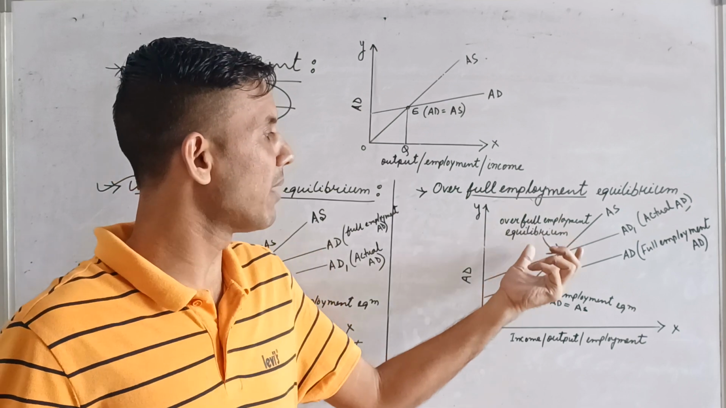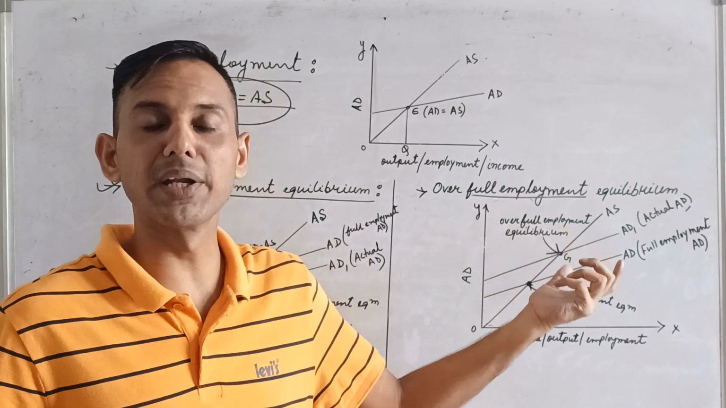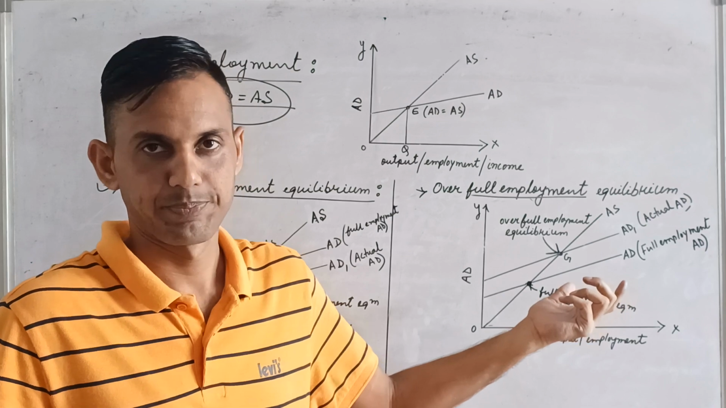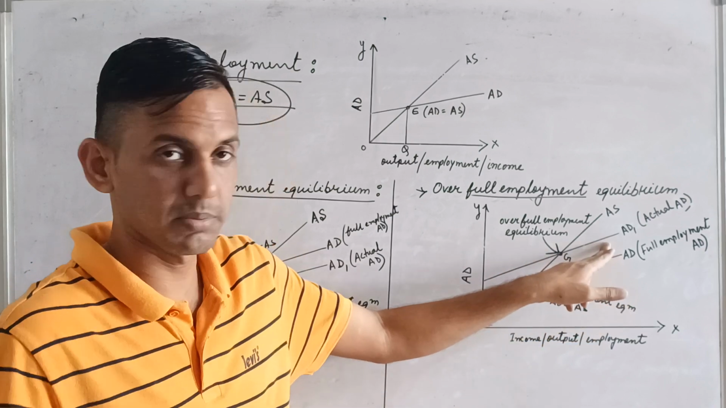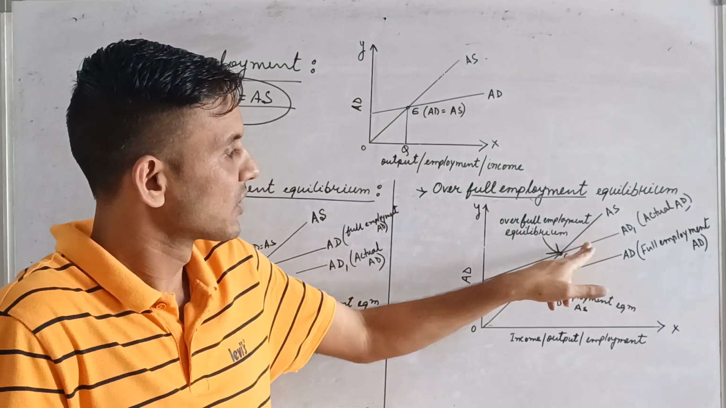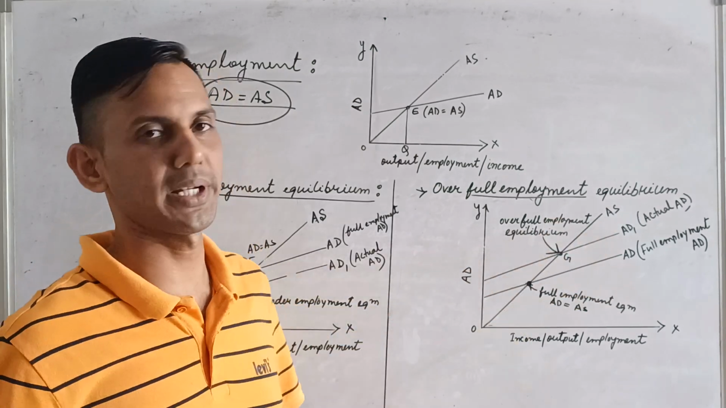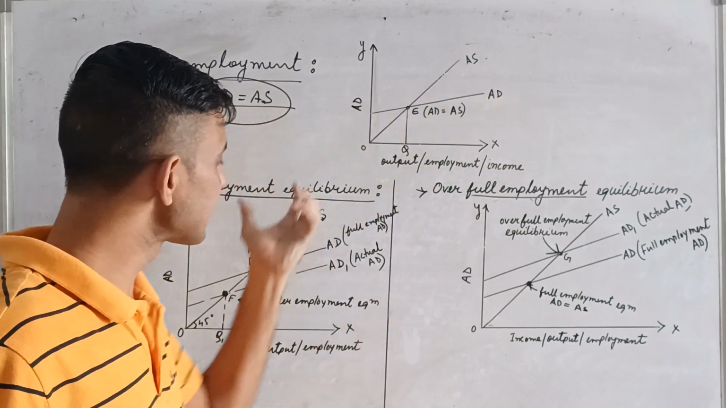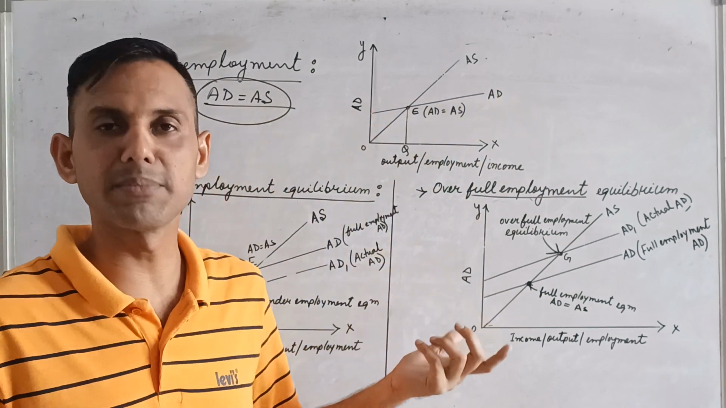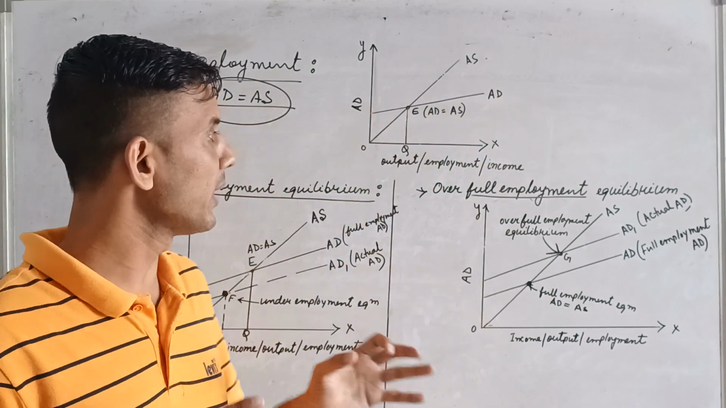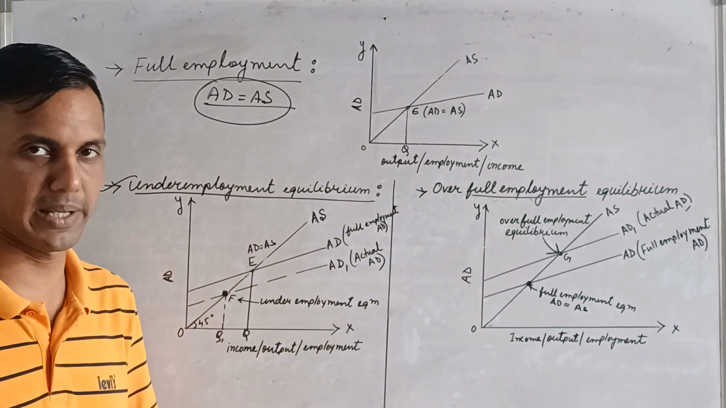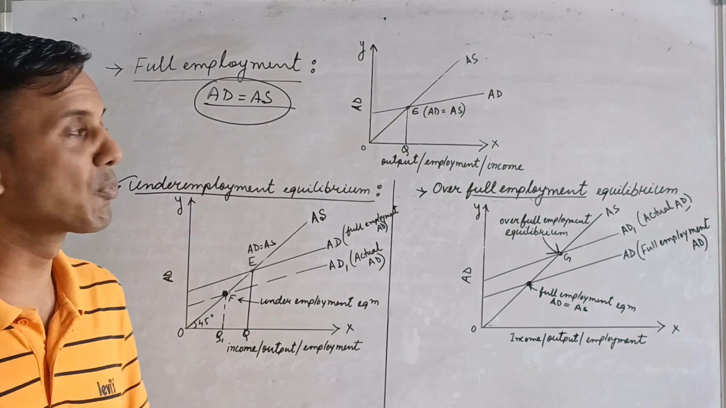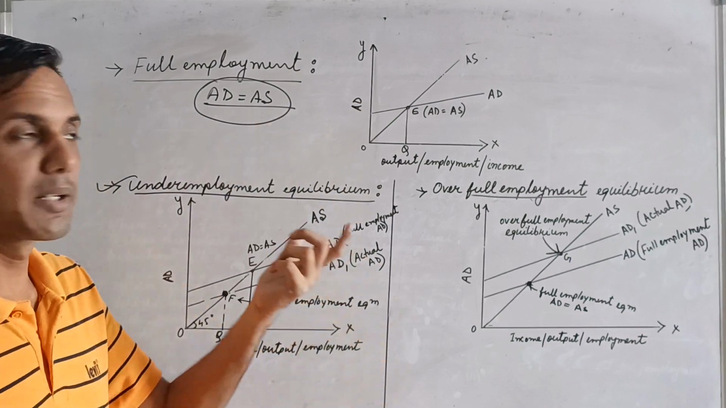So here, excess demand means aggregate demand is more than aggregate supply. Okay, so that's why you have seen that AD shifted upward, to the right. So this is the over full employment equilibrium. So all these three things you can draw in the same diagram also, it's up to you. When you understand the main thing, then you can show all these things in the same diagram. Just to clear your confusion, I have shown it in a different diagram.